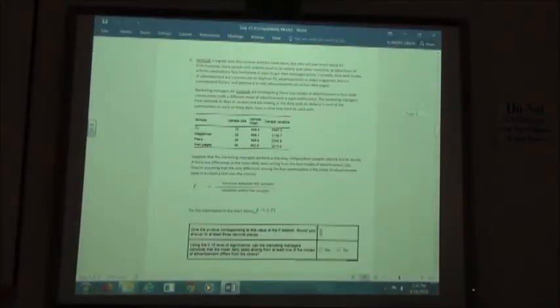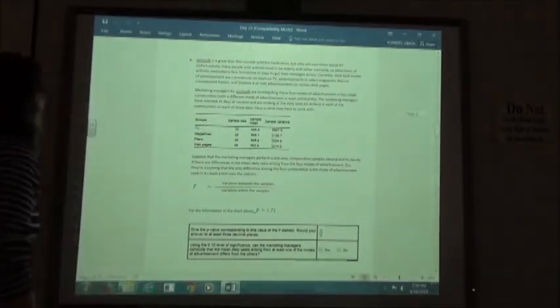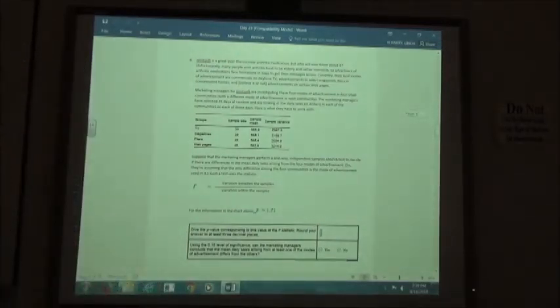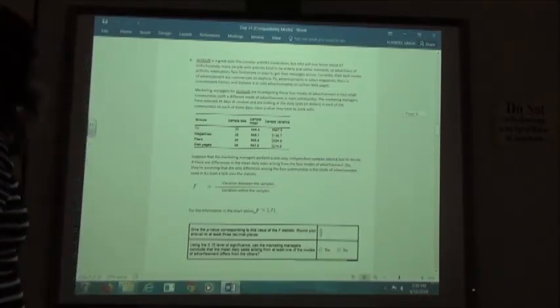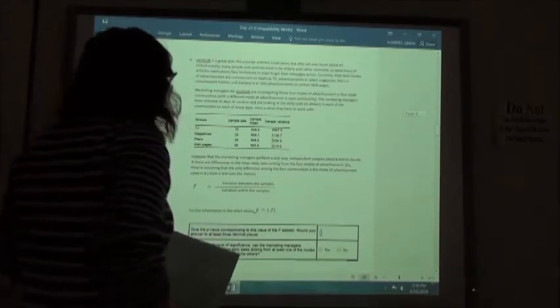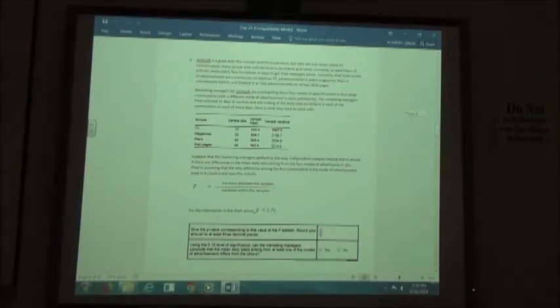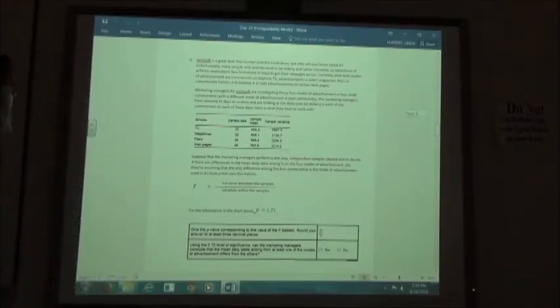So number 6, Joint Soft is a great over-the-counter arthritis medication. But who will ever know about it? Unfortunately, many people with arthritis tend to be elderly and rather immobile, so advertisers of arthritis medications face limitations in ways to get their messages across. Currently, their best modes of advertisement are commercials on daytime TV, advertisements in select magazines, flyers in convalescent homes, and believe it or not, advertisements on certain web pages.